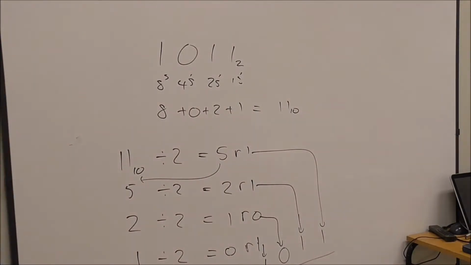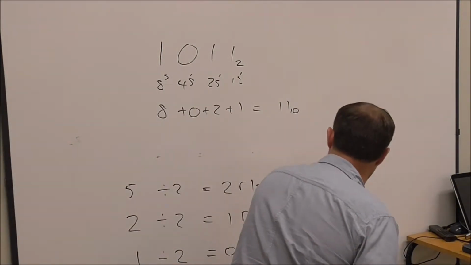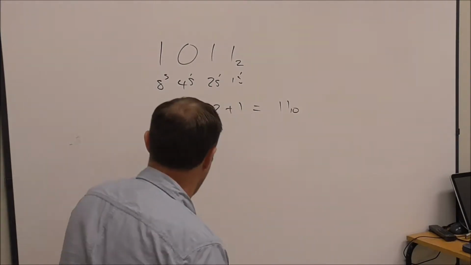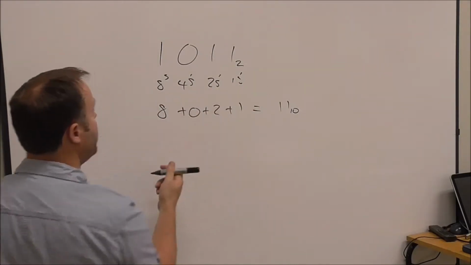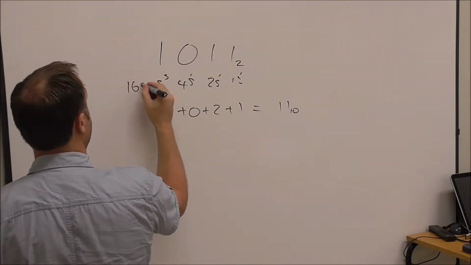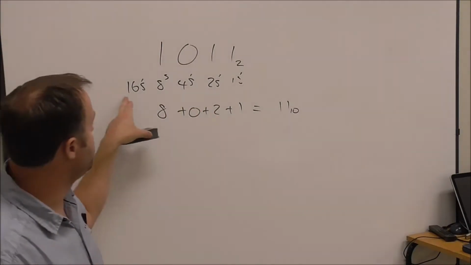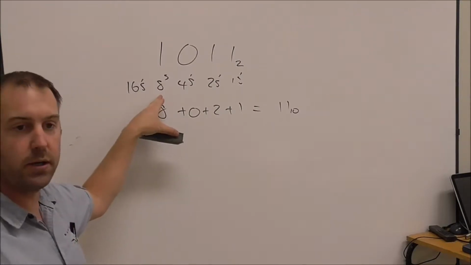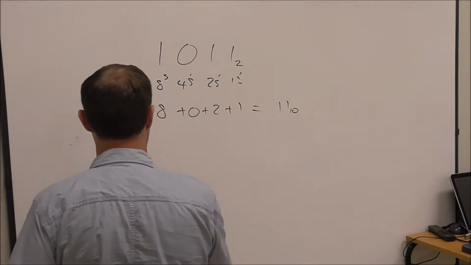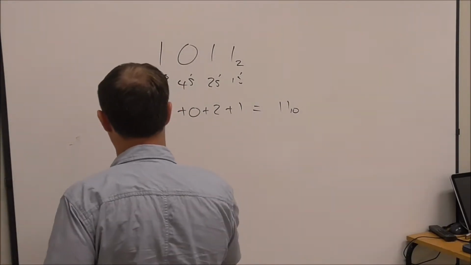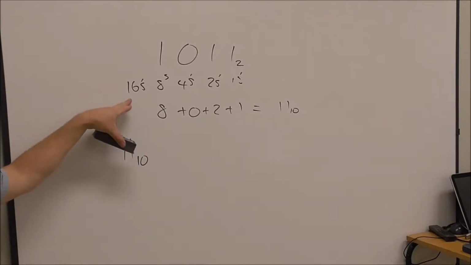The other method, and this one is probably a little bit more difficult, is where rather than having to just keep dividing by 2, you have to remember what all the powers of 2 are. So what are these values here? What are the weights? So the next one will be 16s and so on. Each one of these just doubles. Okay? And so what you do is you start with the first one that is smaller than your number. So if we've got 11 base 10, then 16 is too big, so I can't use that.